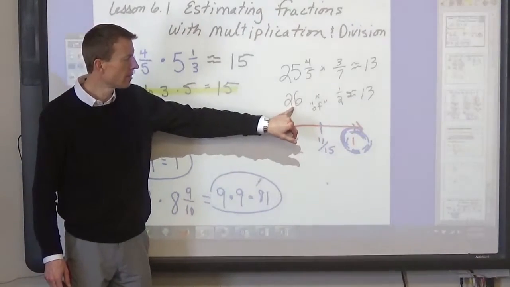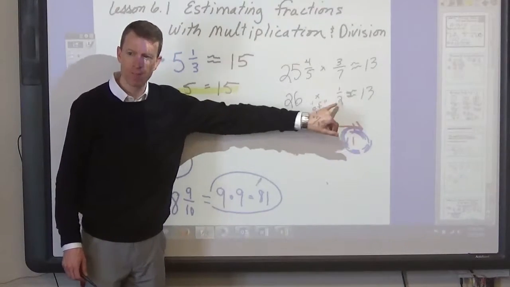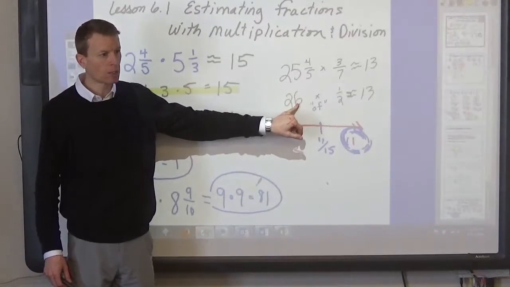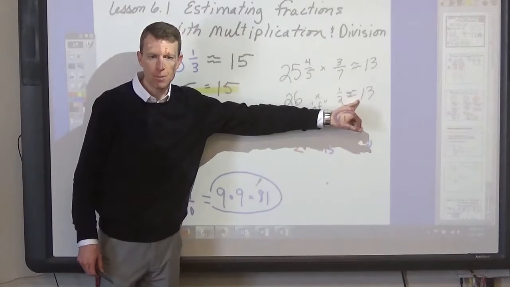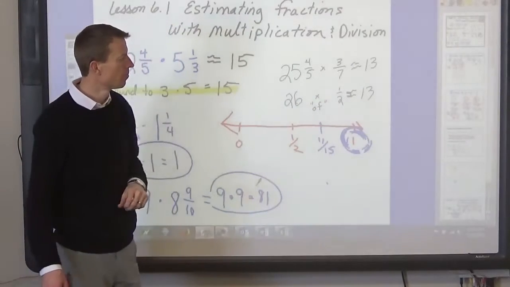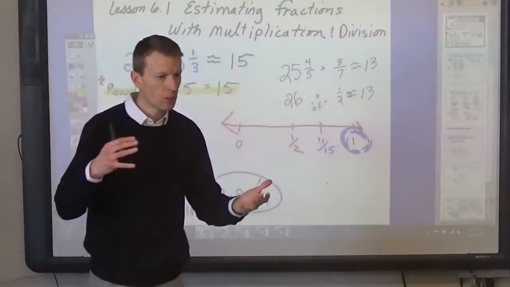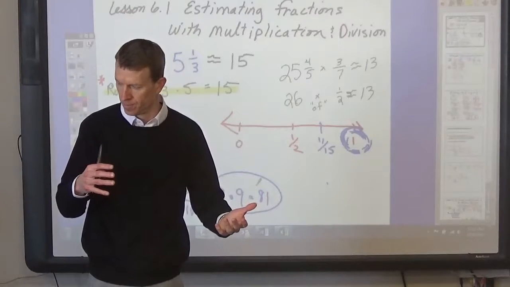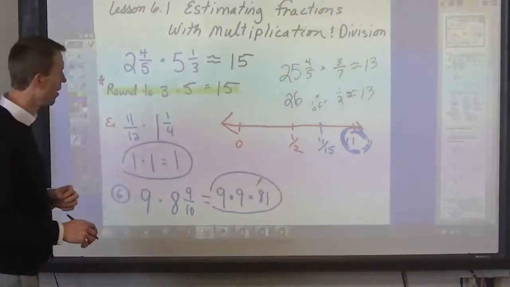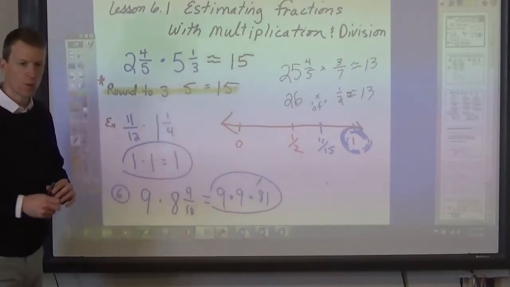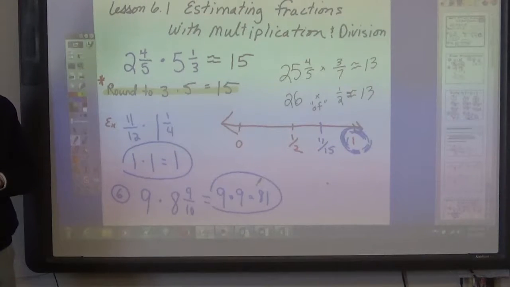So 26 times 1/2, in this case, is like half of 26. When you're multiplying by 1/2, you're finding half of the number. It's the same as dividing by 2. All right? Multiplying by 1/2 is similar to dividing by what? 2. Yep. So if you round the fraction to 1/2 and you're multiplying, you can just find half of it.